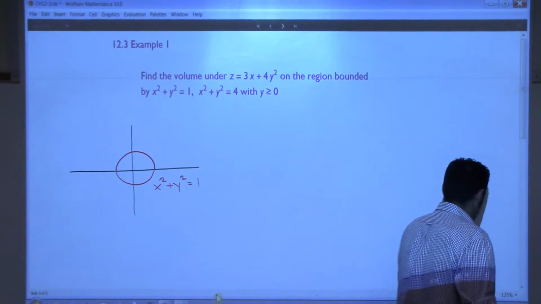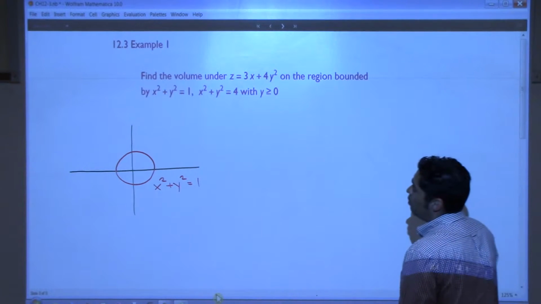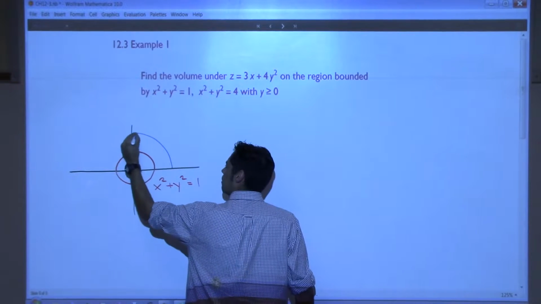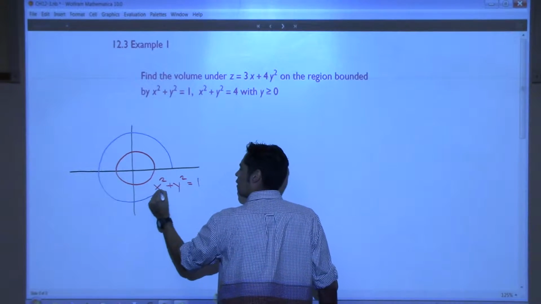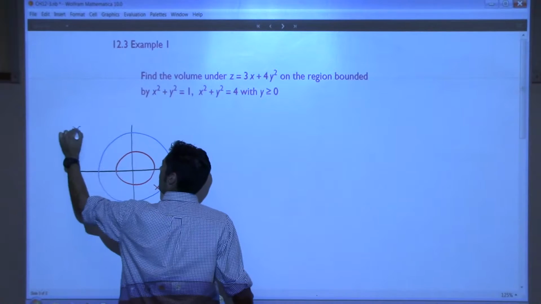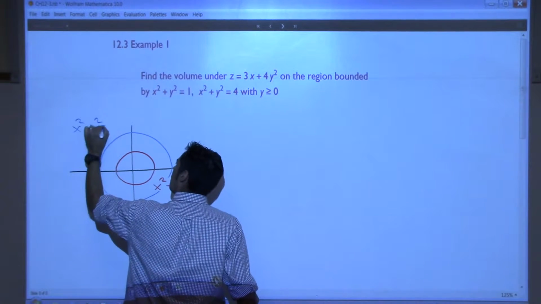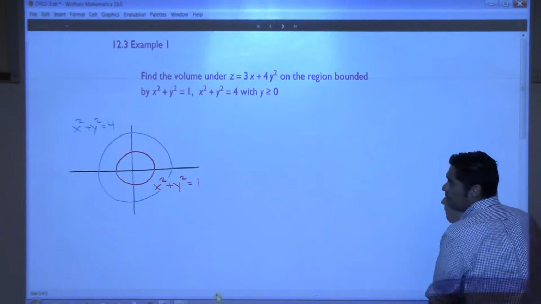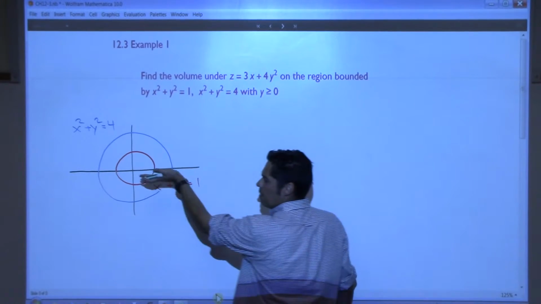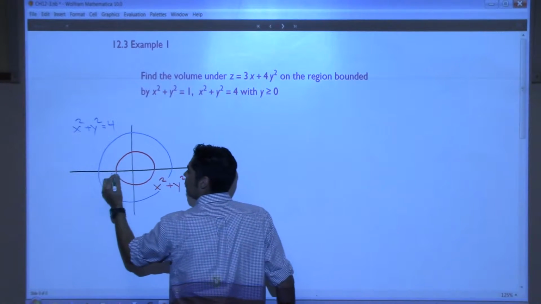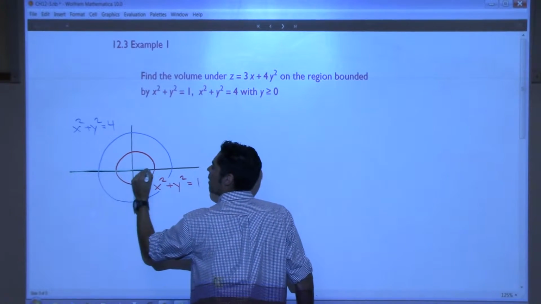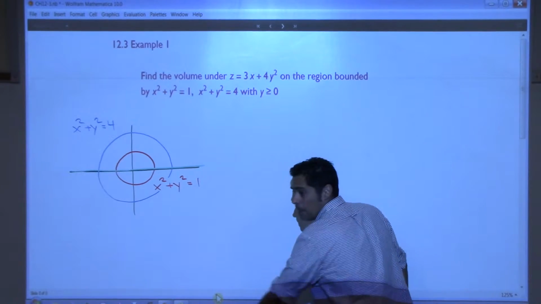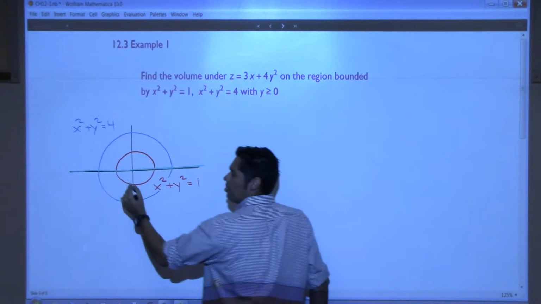And then we have x squared plus y squared equals 4, which is a circle with radius 2. And finally, y must be greater than or equal to 0, which means that we're only looking above the x-axis, right? So everything above this x-axis. So do y'all see the region we're talking about? Yeah, bounded by all three.